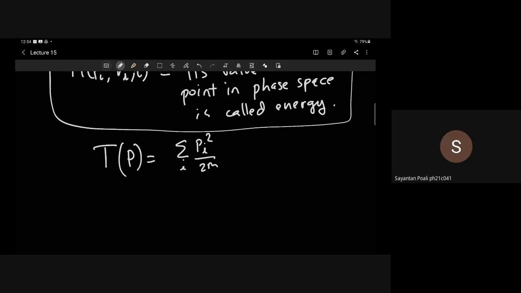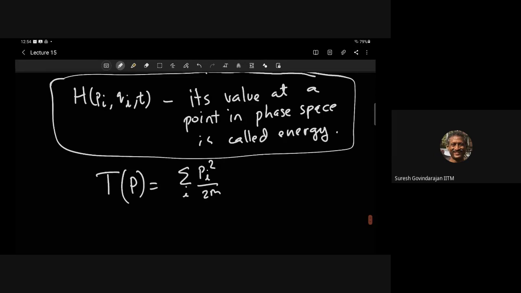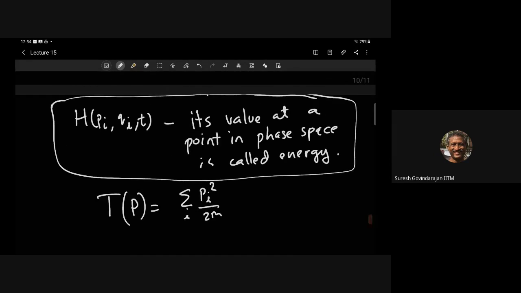Sir, are we defining energy in a new way, with the value of H at a point in phase space? Yeah, in some sense, but it will agree with your naive notion. We will see that the Hamiltonian is a generator of time translations in some sense, and that momentum is the generator of translations in space, and things like that. What does it mean to generate something? These words will become concrete mathematical statements. We'll see that in the next lecture.